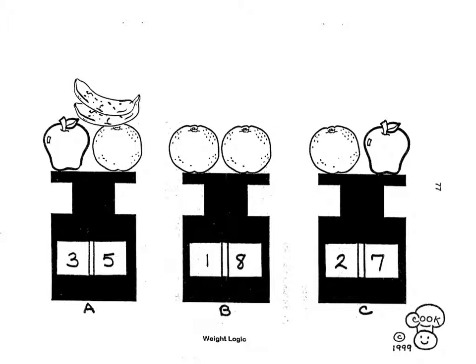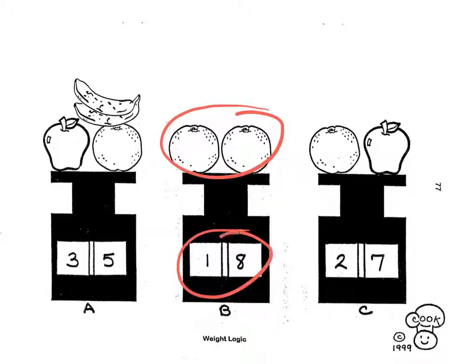So here's a simple one. 2 oranges are 18, so each orange is 9. If an orange is 9, then the apple is 18. So we have 9 and 18, 27. 2 bananas must be 8, so each banana is 4.